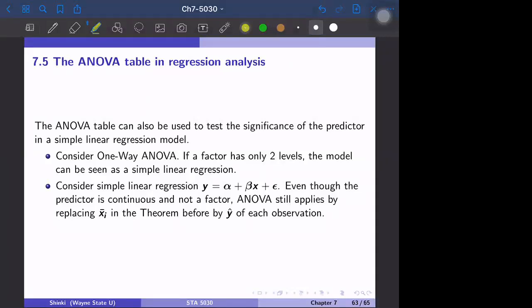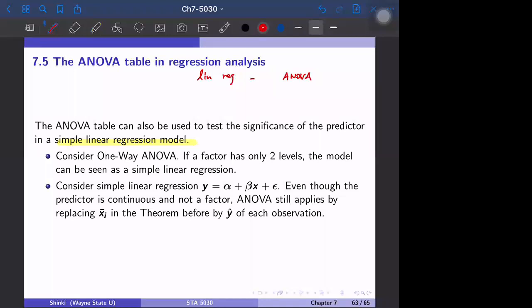Hi, section 7.5, the ANOVA table in regression analysis. So in this section, we want to relate the linear regression in chapters 5 and 6 to chapter 7, the analysis of variance. These two are closely related, actually. So the ANOVA table can also be used to test the significance of a predictor in a simple linear regression model.